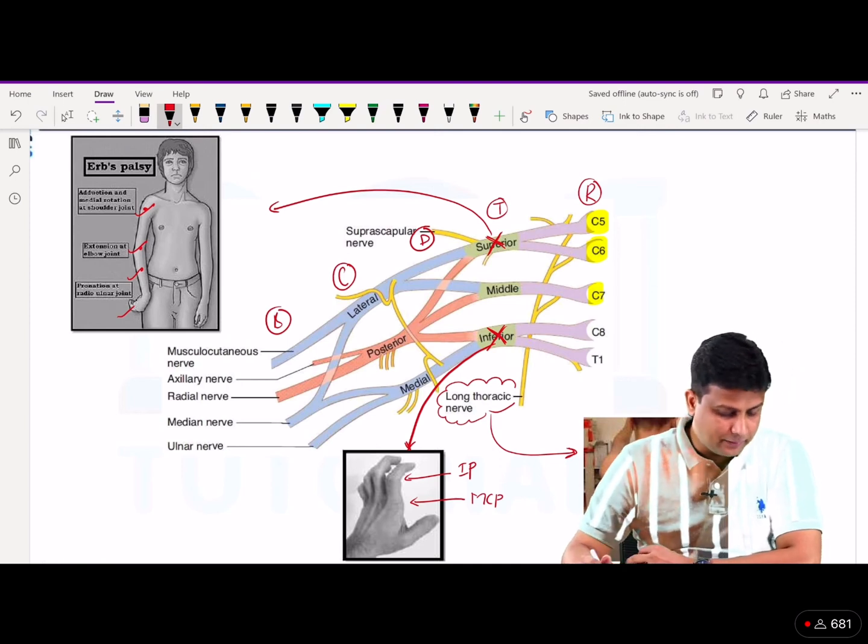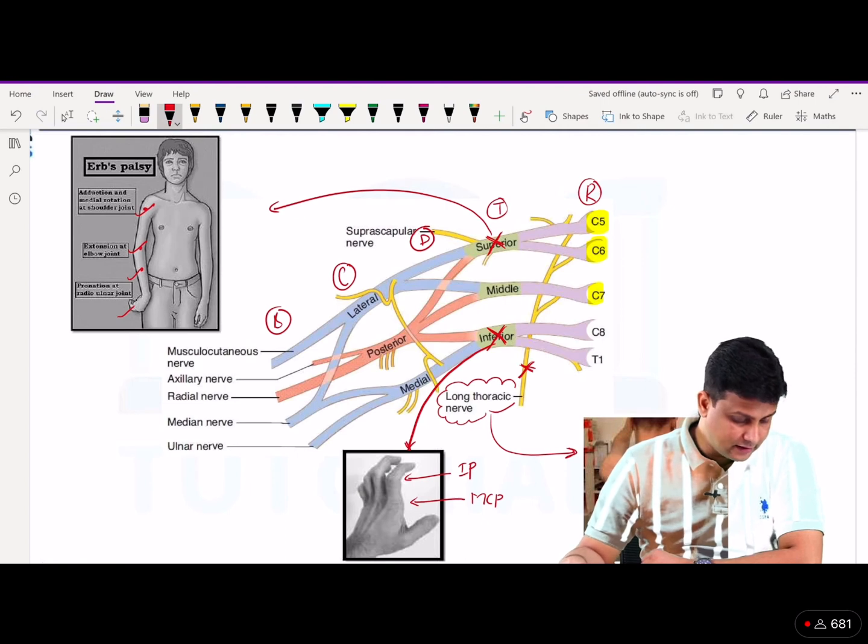So this is known as what? Klumpke's paralysis. And in this Klumpke's paralysis, what is the sign here? That is claw hand. We call this claw hand. So injury to the long thoracic nerve will lead to winging of the scapula. Injury to the upper trunk will lead to what? Erb's paralysis. Injury to the lower trunk will lead to what, guys? Klumpke's paralysis. Okay?